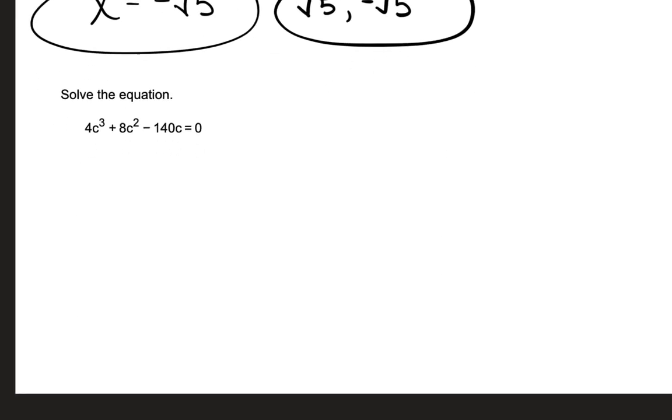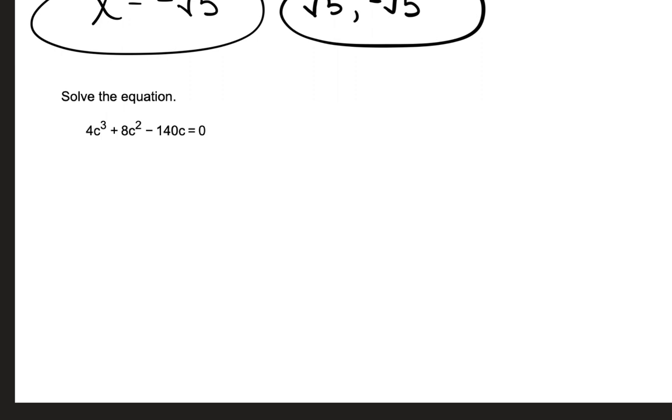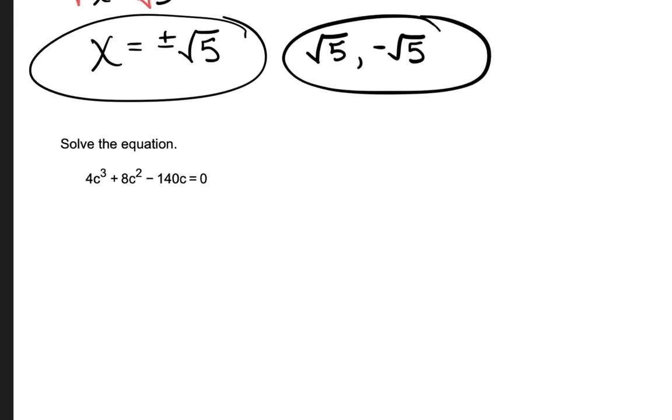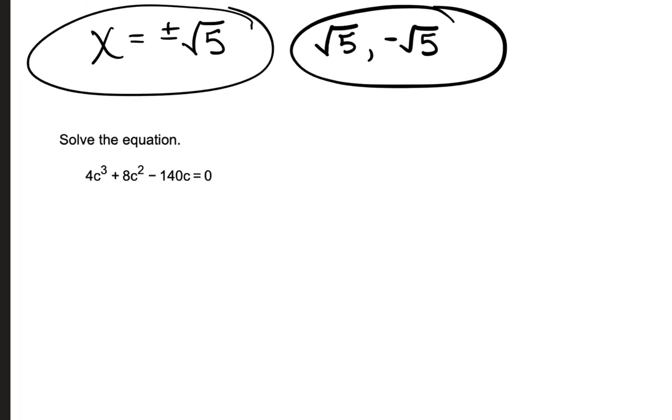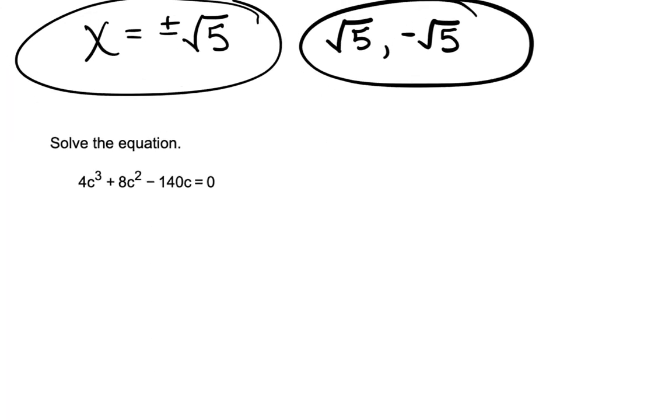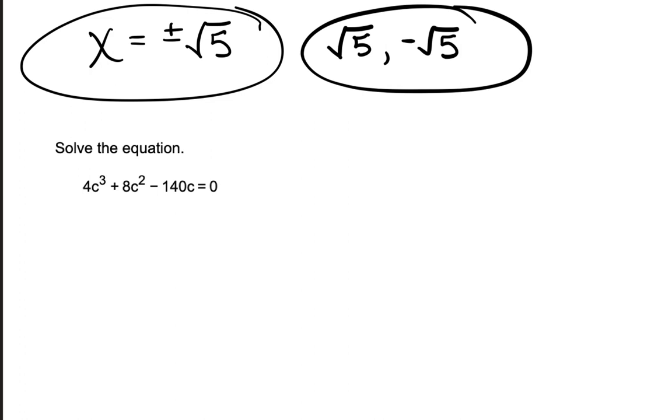Let's keep going. Solve the equation. Okay, this one's got a cubed in it. Now notice all the other ones that we had x squared, we got 2 answers. X cubed means we could possibly get 3 answers, but we're still going to try to factor first. When all else fails, try to factor first. Then, if it doesn't, then we move to other ways. So this one you actually can factor.